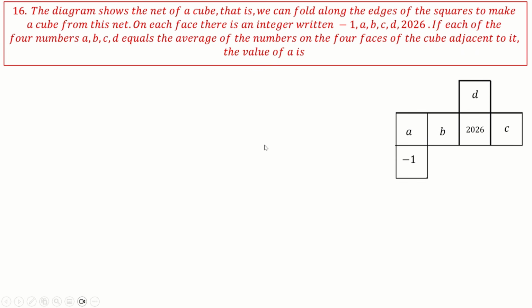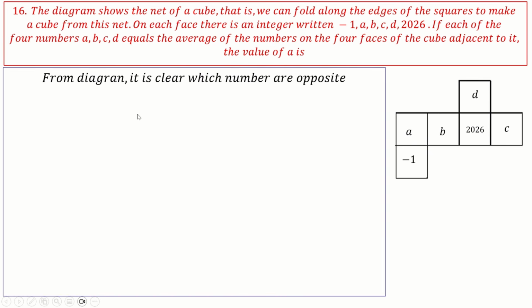Correct? Once you know this, what they are trying to tell is A, B, C, D are the average of 4 numbers which are its neighbors. Means A is opposite to 2026. Correct? But its neighbors are B, C, D and -1. So A is the average of these 4 numbers. Which means B and C will have the same value because its neighbors are the same. The other 4 are its neighbors. So the average of the other 4 is nothing but B and C. Correct? So if you understand this, this problem is easy actually.